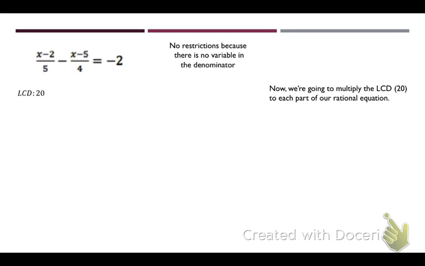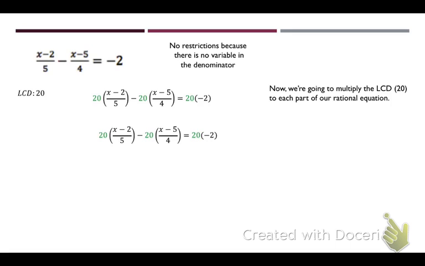Now, we're going to multiply our common denominator to each part of our equation to get rid of the fractions. So I'm going to multiply each individual one by 20. I'm clearing the denominator. That's what we're going to call that. Now, let's just reduce these. 5 goes into 20 4 times. 4 goes into 20 5 times. That last one stays. So then you're left with 4 times (x minus 2) minus 5 times (x minus 5) equals 20 times negative 2. You multiply that out, you get 4x minus 8 minus 5x plus 25 equals negative 40.